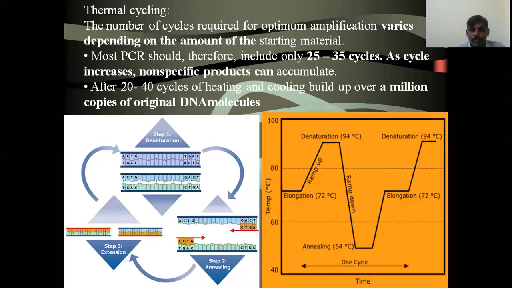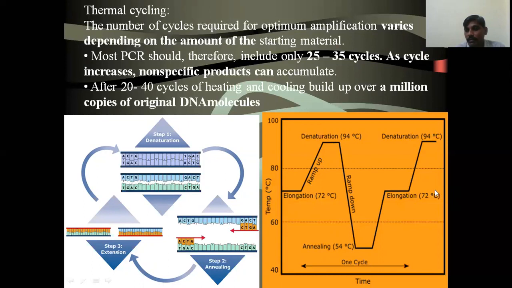See here, this is the temperature. First it will increase to 94 degrees Celsius, then it comes down to 54. At this condition, the annealing process is over, and again the temperature rises up to 72 degrees Celsius. At this condition, the elongation process takes place.